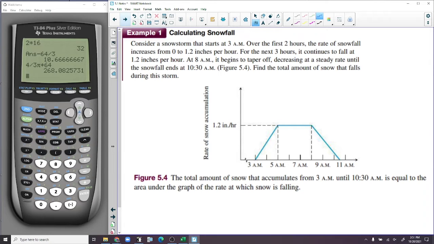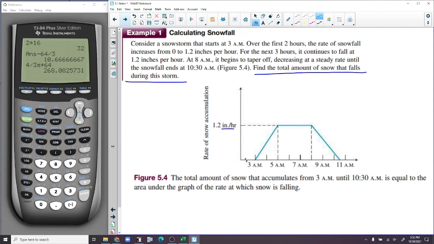Consider a snowstorm that starts at 3 a.m. Over the first 2 hours, the rate of snowfall increases from 0 to 1.2 inches per hour. For the next 3 hours, it continues to fall at 1.2 inches per hour. At 8 a.m., it begins to taper off, decreasing at a steady rate until the snowfall ends at 10:30. Find the total amount of snow that falls during the storm.